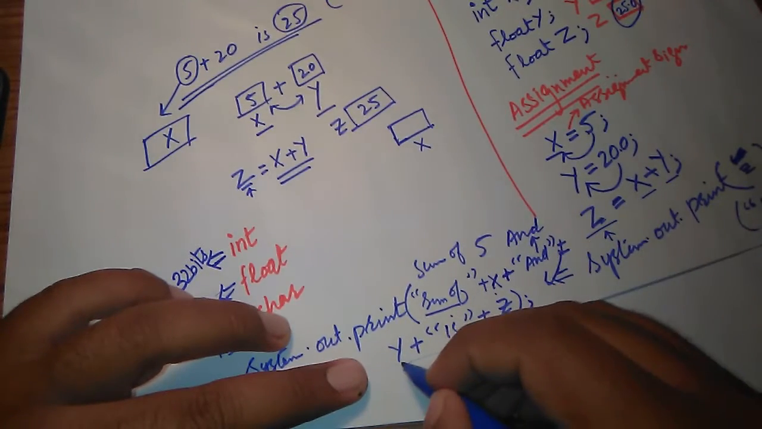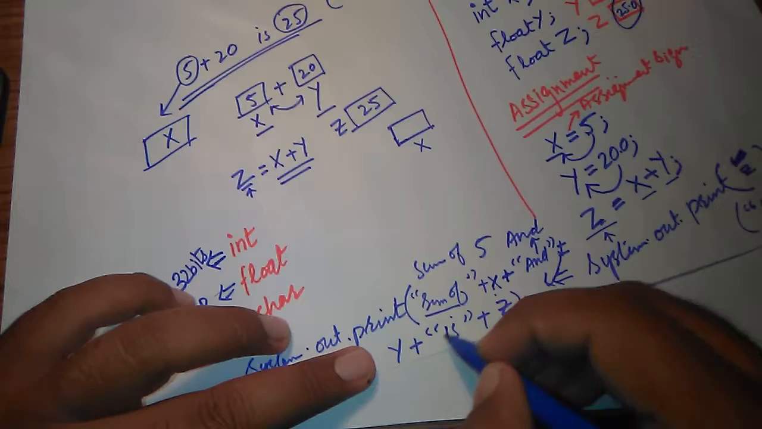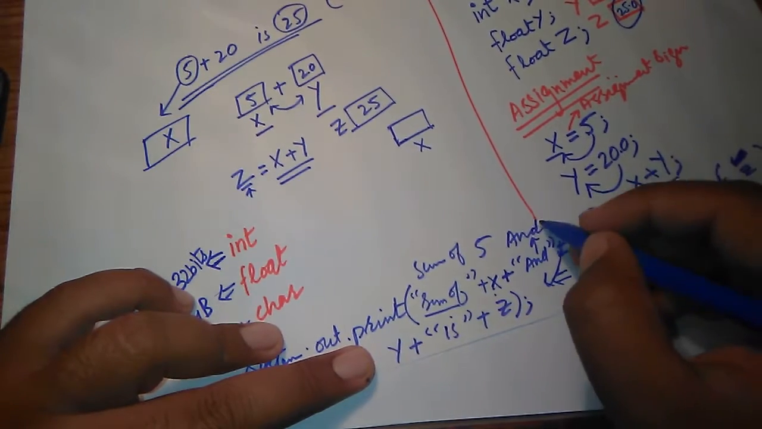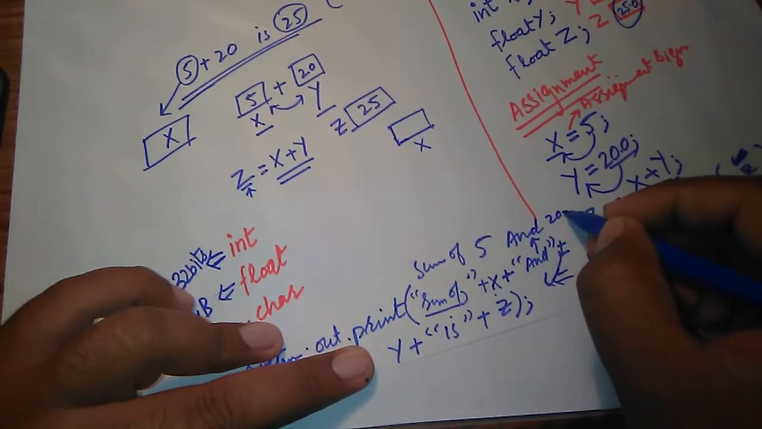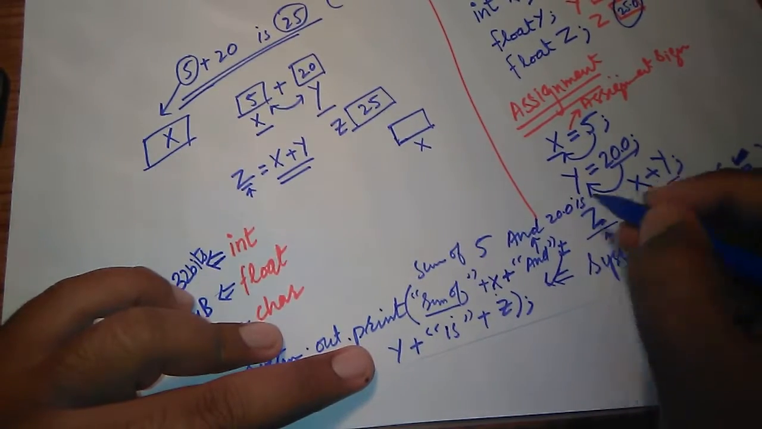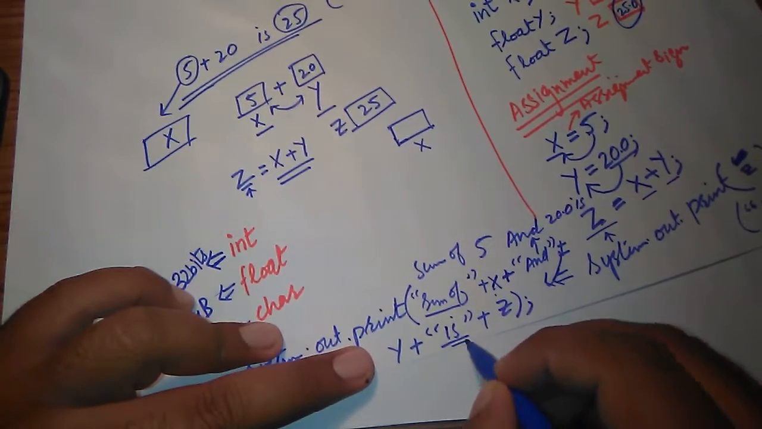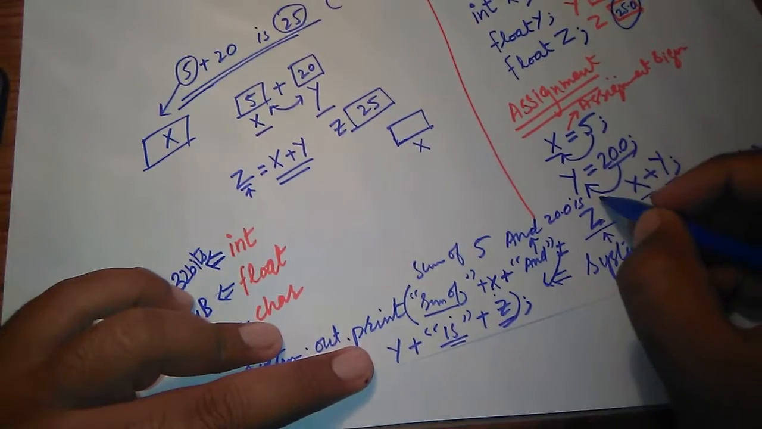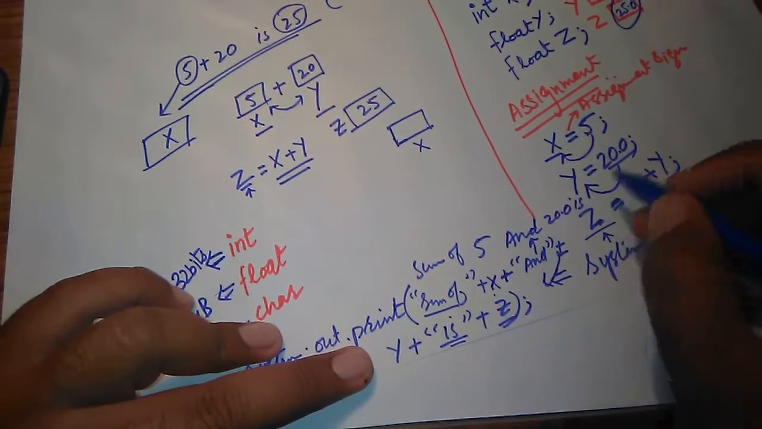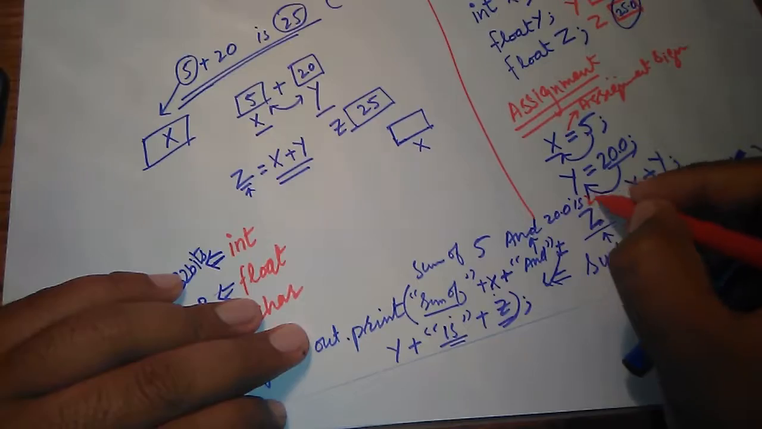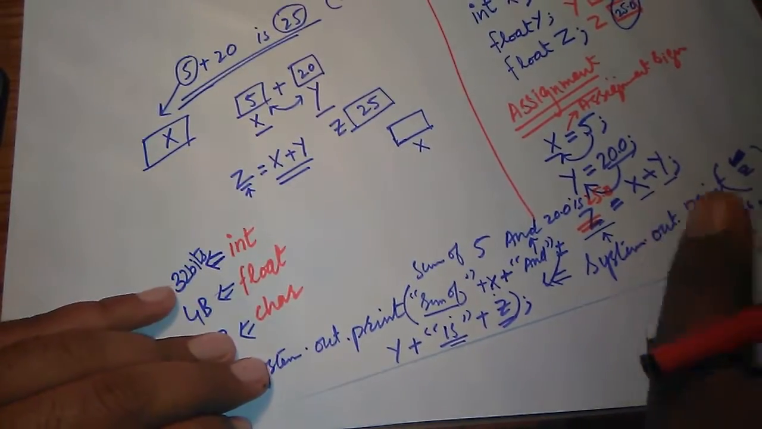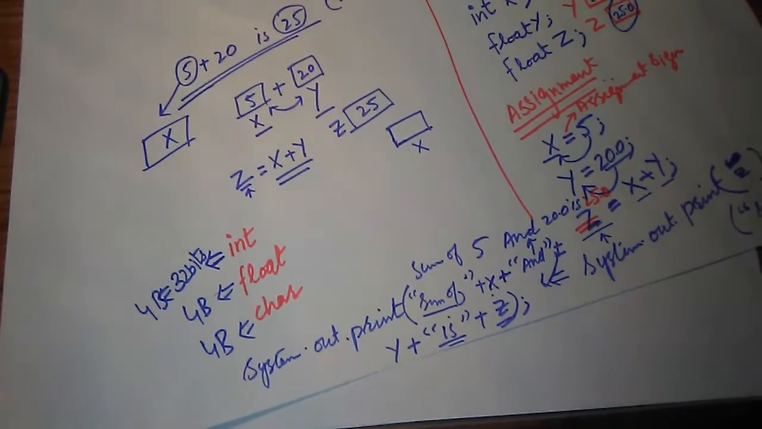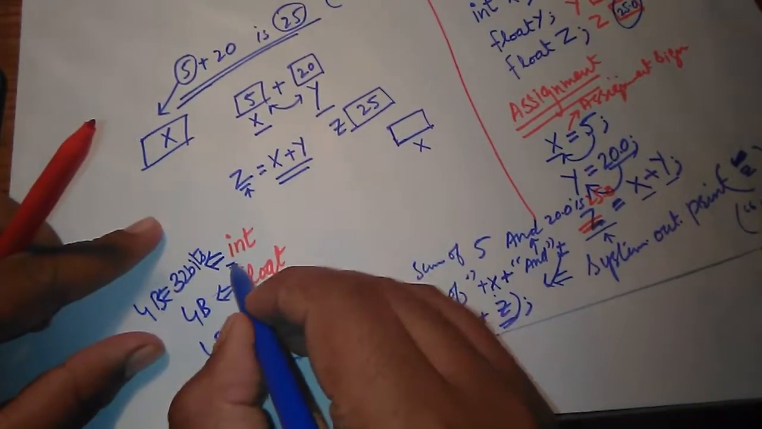Now there is concatenation of y. Y will be concatenated here with this value 20.0, and then "is", and there will be z concatenated, like 25.0. You can see these results here. Now I am going to discuss these.